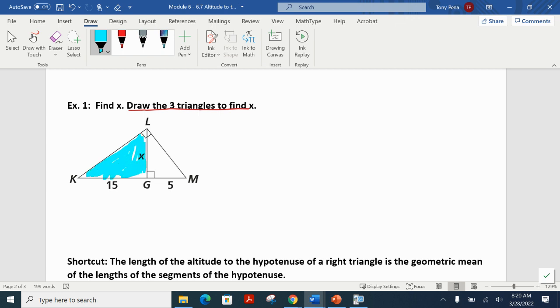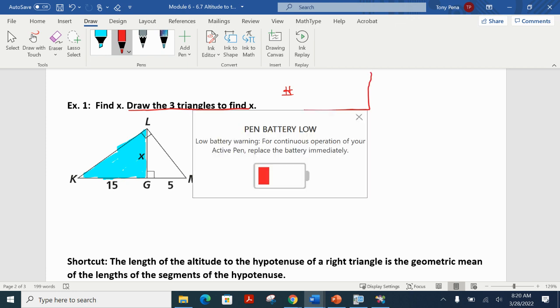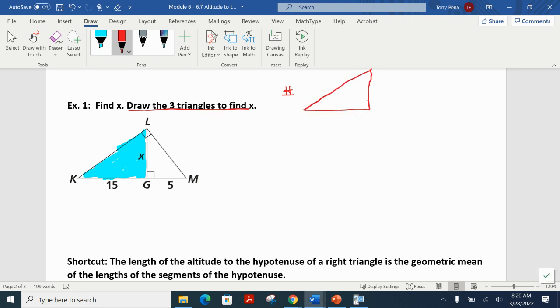So the first one I'm going to draw again is, I just like the way this one is oriented. I'm going to draw in the one that I just highlighted in blue. Okay. So the triangle number 1, I'm going to draw in just like this blue one looks. All right. So this is 15. This is x. We don't know this length right here. Okay. And that's okay. At least hopefully it's okay. But that's the blue one.